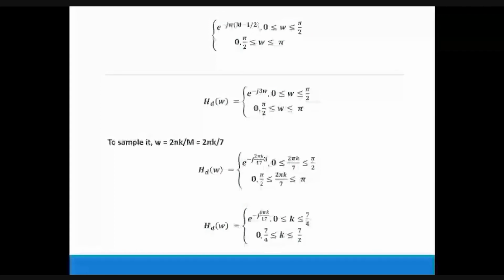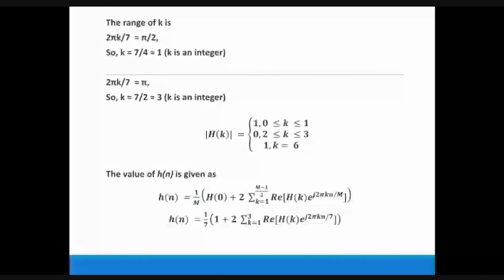Now here the range values are shown to you. 7 by 4, that is, here I have written the value approximately 1. So the first limit I am applying is when 1, that is 0 to 1, and for the rest of the values, that is pi by 2, 7 by 4 to 7 by 2, in that case I have taken the next integer, that is 2. So 0 for the values of k from 2 to 3.